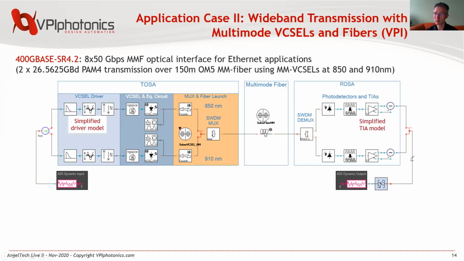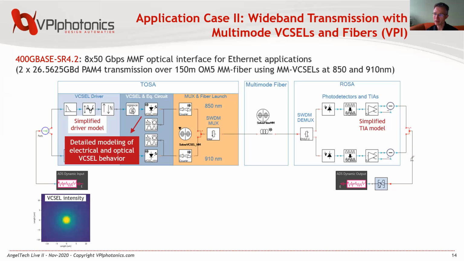Transmission is performed over 150 meters multimode fiber. So again, for the VCSEL driver and for the transimpedance amplifier, we use simplified behavioral models. Here we have the VCSEL model, which requires a detailed modeling of the electrical and optical characteristics. Here we have the multimode fiber, which allows you to account for the wavelength dependence characteristics of the differential group delay, of chromatic dispersion, and nonlinear effects.